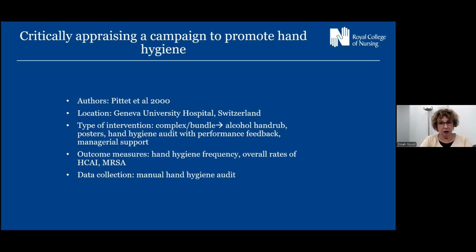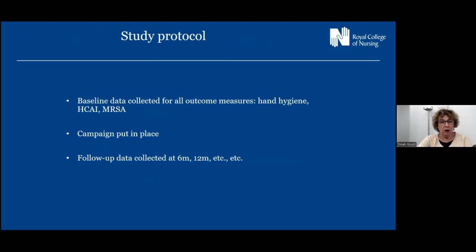And they measured hand hygiene frequency and overall rates of healthcare-associated infection, and MRSA rates they measured also, MRSA being the infection that people were most concerned about at the time. And they collected data by looking at hand hygiene. They did a manual audit. So they wrote a study protocol. They collected baseline data for all their outcome measures, hand hygiene and the infection rates. They put their campaign in place, and they followed up with data collection at 6 months, 12 months, and they went on, 18 months, 2 years, and what have you.